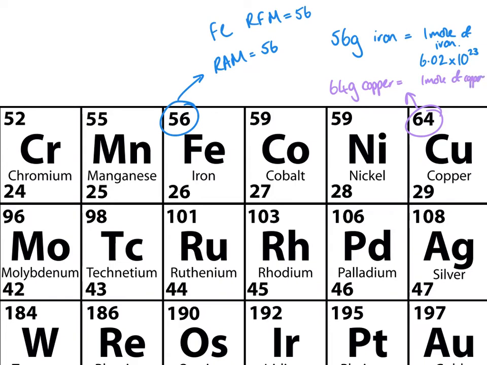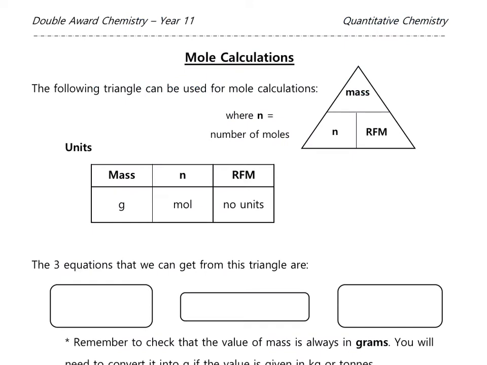And I would know that I have 6.02 times 10 to the 23 particles of copper within that. So whatever formula you have, whatever element you pick, if you know the relative formula mass, the mass of that in grams is equal to the mass of a mole of a substance. And we're going to see that in the equations that we're going to look at now over on page 12. So this is over on page 12.